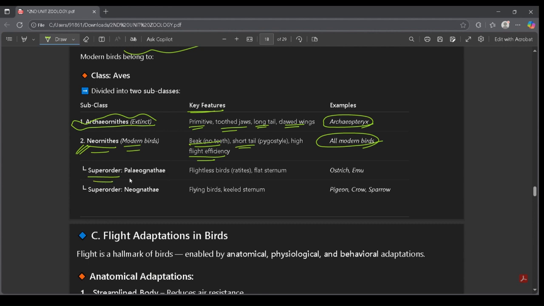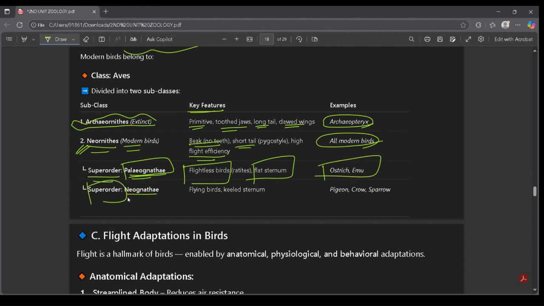We have the superorder Palaeognathae. Sorry, I'm spelling it wrong for sure, but as you can see, it's on the screen. Key feature being flightless birds, they are ratites, and they have a flat sternum. Examples being ostrich and emu.